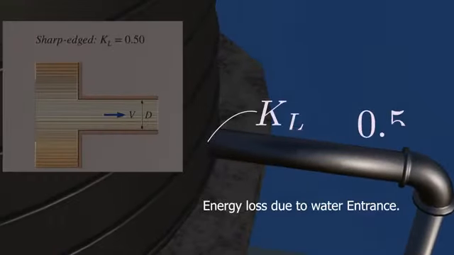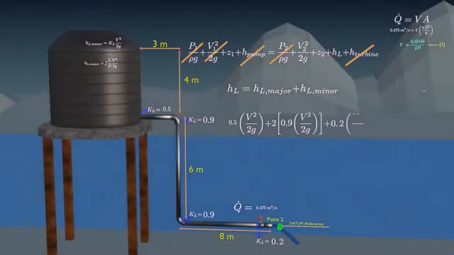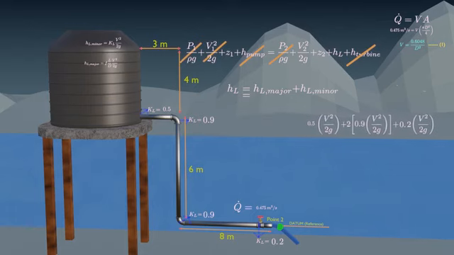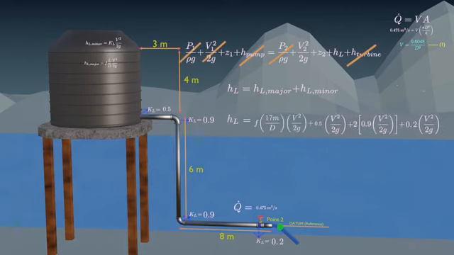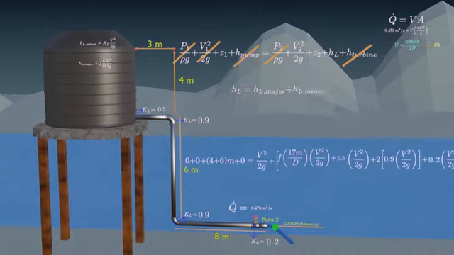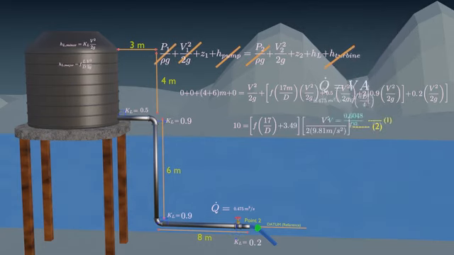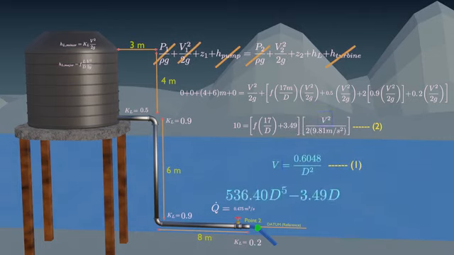There is also minor head loss due to the flush entrance, so don't forget about it. Summing up, the total minor head loss for now, and the total head losses. Now solve these energy equations. Combining equation 1 and 2, by eliminating velocity, we will obtain.